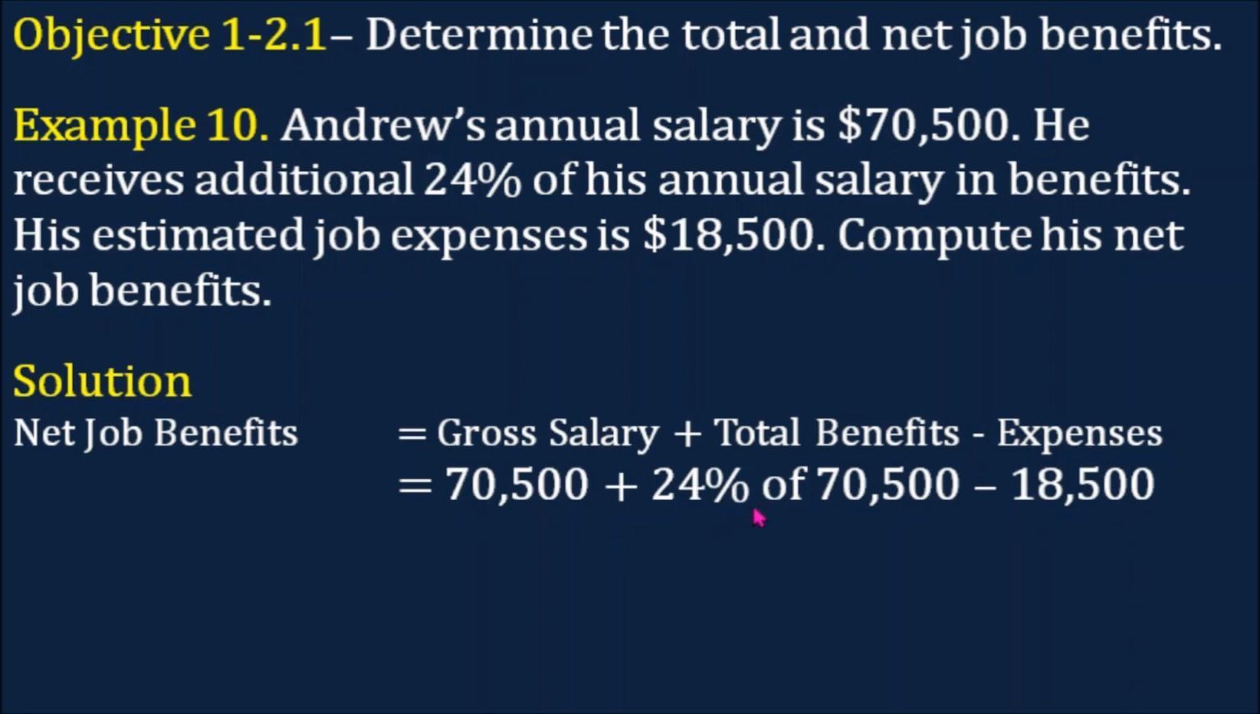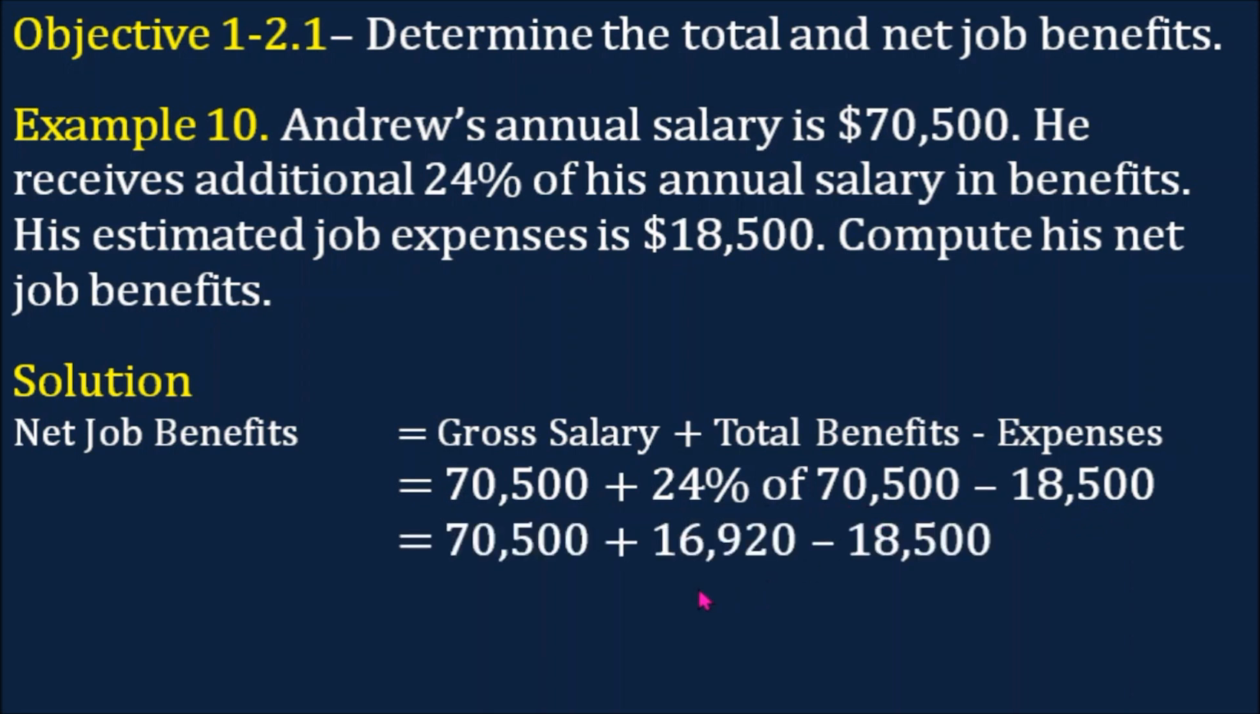Now 24% of $70,500 is $16,920. How do we get that? We just multiply $70,500 times 24% or times 0.24. So we have $70,500 plus $16,920 minus $18,500. So the net job benefits is $68,920.